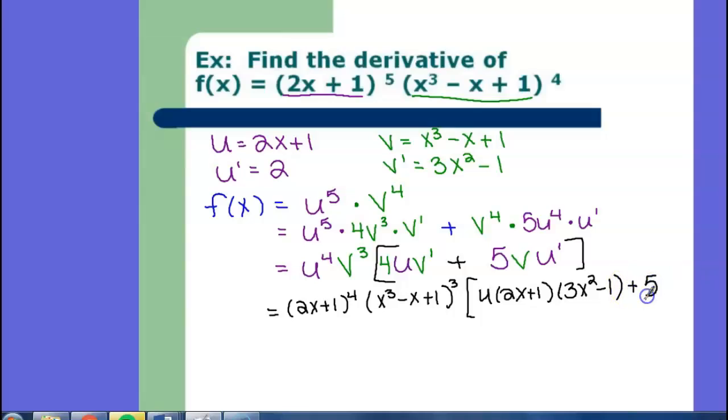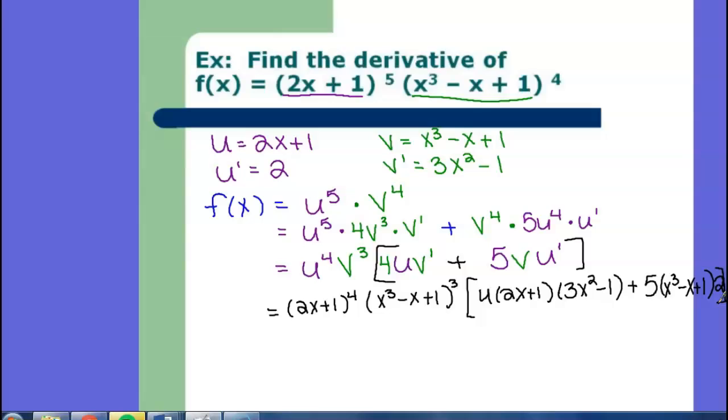Plus 5 v u prime. Oh, you think you're done? You're not done. Oh, algebra. Real algebra. Hold on. Wait. You have to distribute and get it down to single term polynomials.